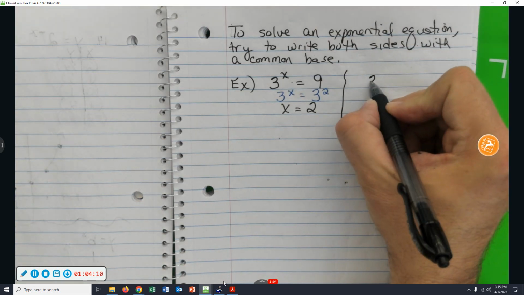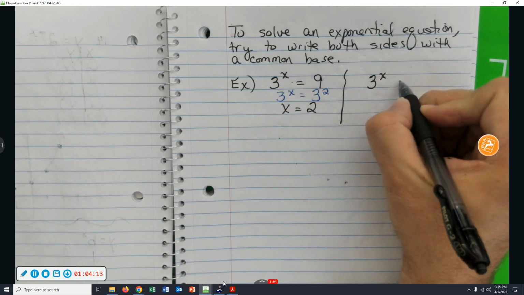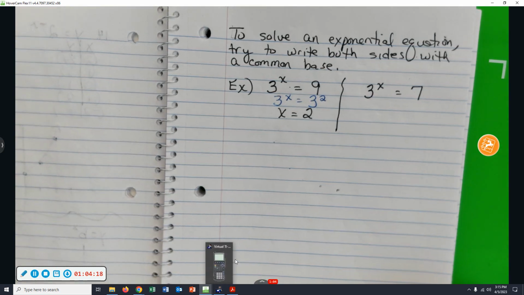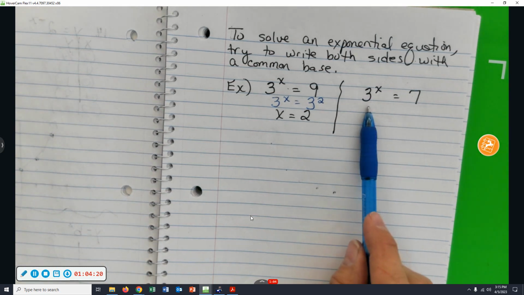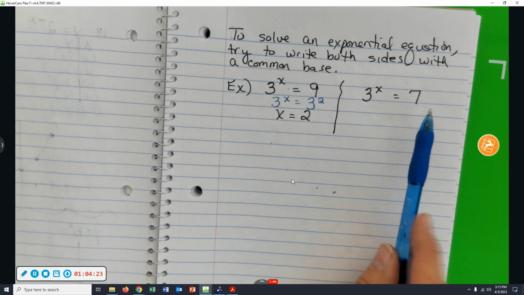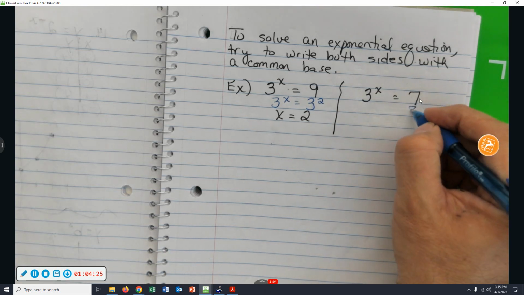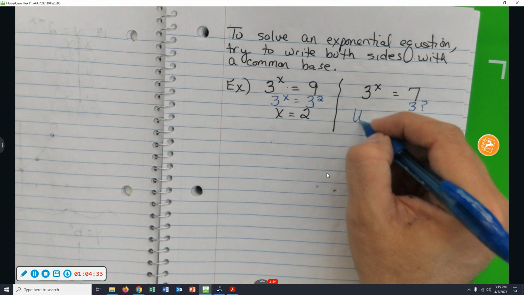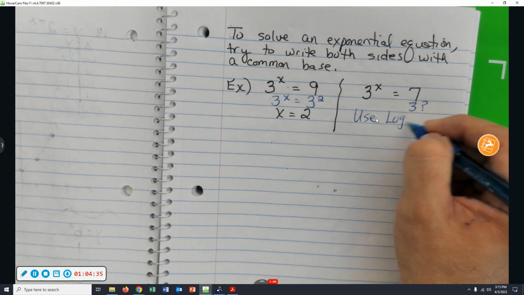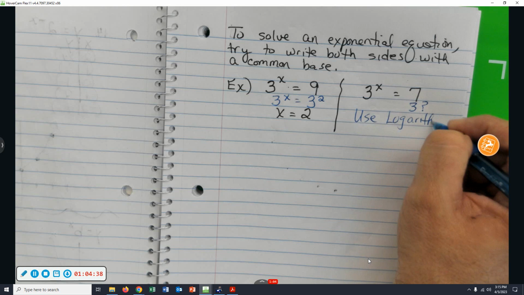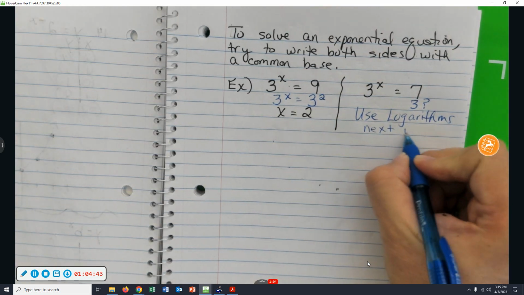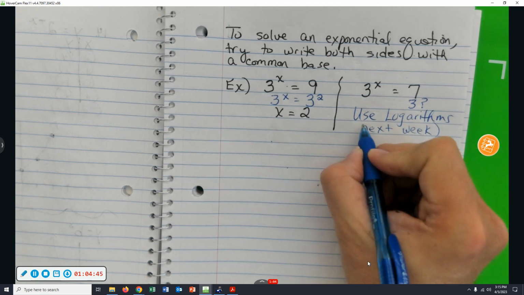Could we do that on this problem? 3 to the x equals 7. Could I write both sides with a base of 3? Yeah, that 7, you cannot write it as 3 to a power. That's the drawback to the common base method. You have to be able to get the common base on both sides. And if it's impossible to get the same base on both sides, you'll have to use logarithms. And I think we'll see that 1 week from today. I'll say use logarithms next week.